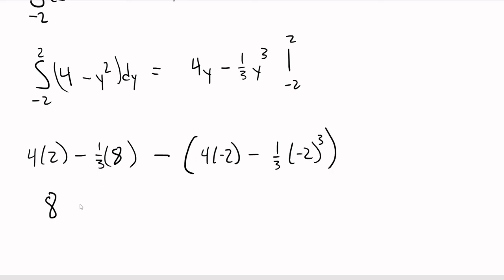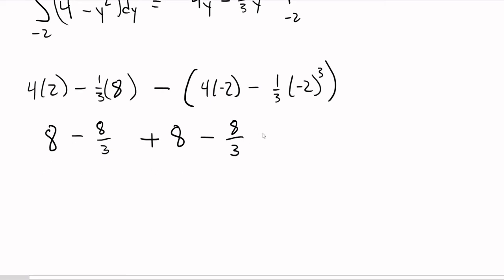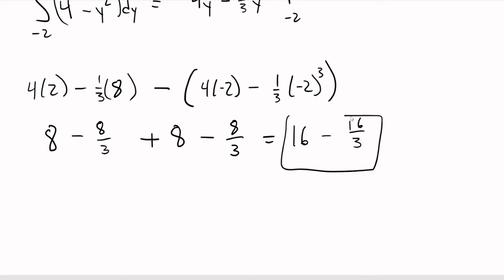So that's 8 minus 8/3 minus, and then we've got another negative here, so that becomes a positive 8, but another minus, because it's an odd power, so that minus stays. So 1, 2, 3 minuses, minus 8/3, which ends up being 16 minus 16/3. From there you can put this in a calculator, do some fraction work, but that's fine too.